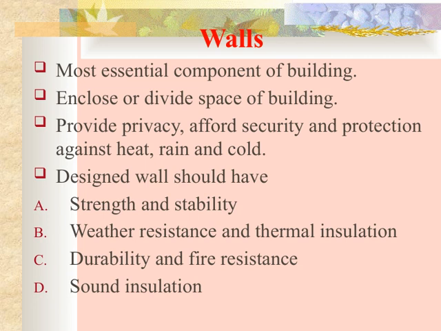When we design walls, there are several key qualities we need to focus on. First, strength and stability are crucial, because a wall must be able to bear loads and withstand environmental forces. Weather resistance and thermal insulation are also vital. These help keep the interior comfortable regardless of outside conditions. Durability and fire resistance are equally important to ensure the wall lasts over time and provides safety in case of fire. Additionally, sound insulation plays a significant role, especially in urban environments or in buildings where noise control is necessary. Ultimately, a well-designed wall balances all these factors, supporting the overall integrity, safety, and comfort of the building. It's fascinating how this single element touches so many aspects of building performance and occupant well-being.